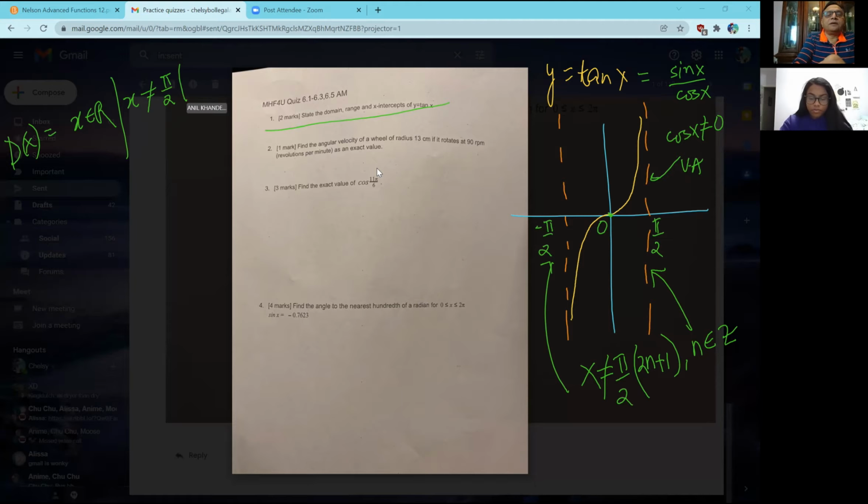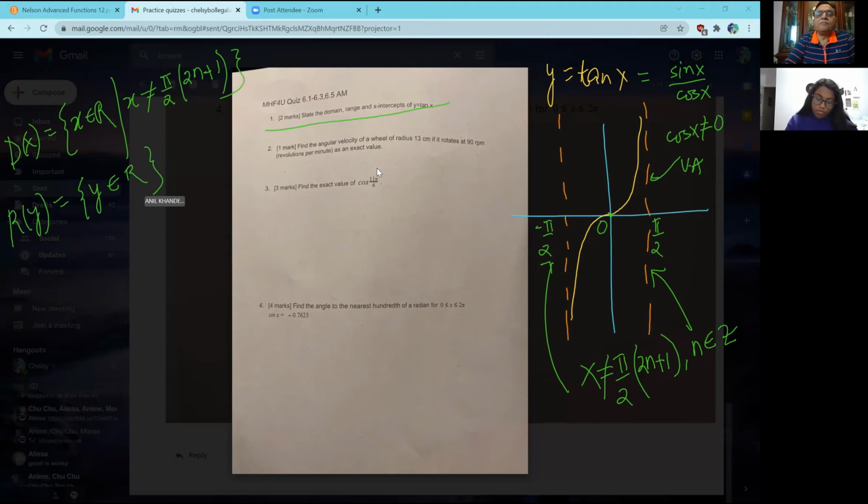Odd numbers we get by 2n is even, correct? If I add 1 to this, it becomes an odd number. So odd multiples of pi by 2. The set will always be in curly brackets. So that becomes the domain. As far as range is concerned, there is no restriction on the tan function, and so y belongs to real numbers is the range.